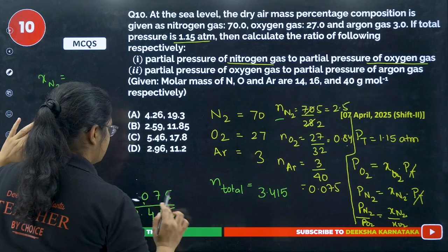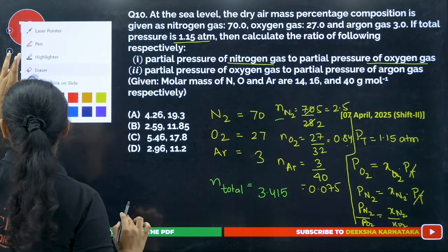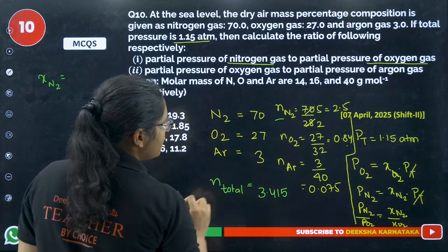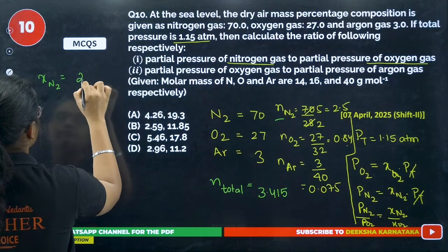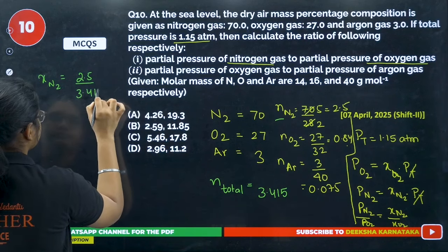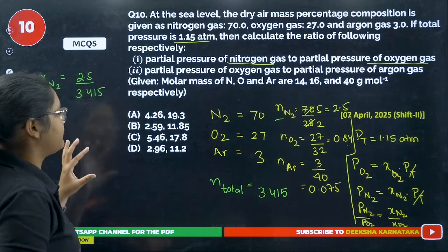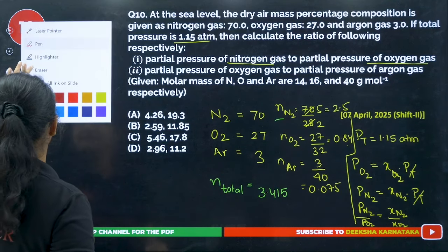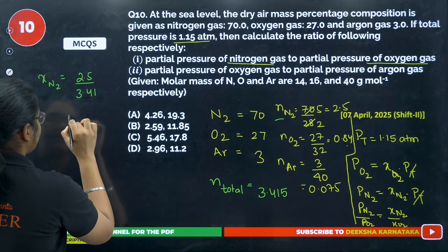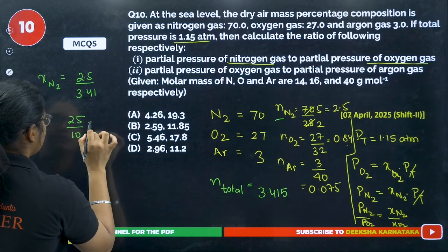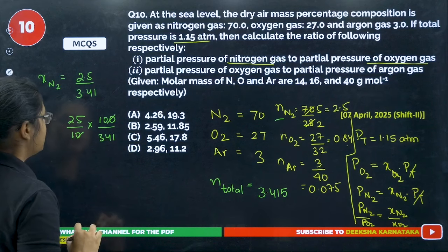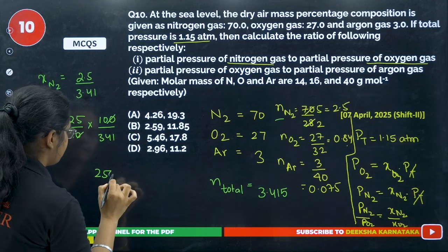Next, I can calculate the mole fraction of N2, the number of moles of N2 by the total number of moles, right? So I have here 2.5 divided by 3.415, or I can just take it as 3.41. Okay, let's calculate this. So I can have 25 by 10 into 341 by 100. This gets cancelled. So I have 250 by 341.